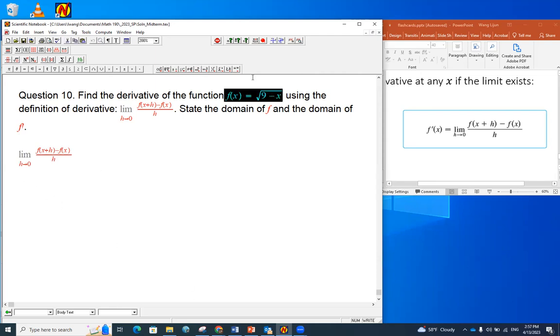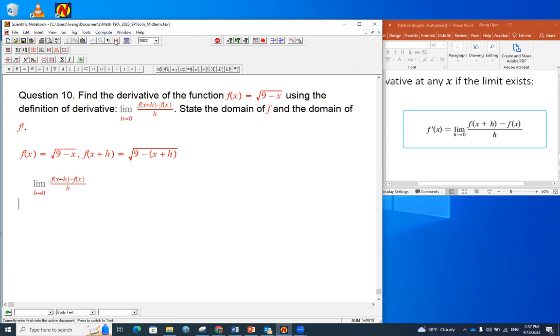f of x is 9 minus h, and f of x plus h, so x is replaced by x plus h, right? And we're going to work on the definition. So it's an algebraic process combined with limit finding. Plug in, f of x plus h. Substitution here.